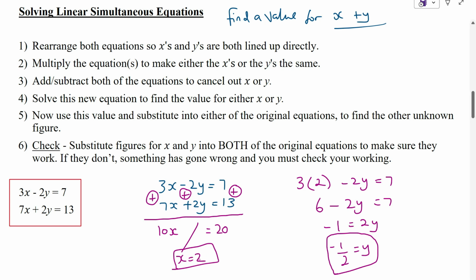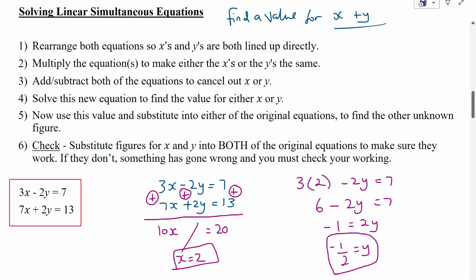Now, the thing with simultaneous equations is the value that we get for x and y needs to work in the first equation and the second equation. Because if you think about it, we could make up a value for x and make up a value for y to give us 7. That might work in the first equation, but there's no guarantee that it will work in the second one.